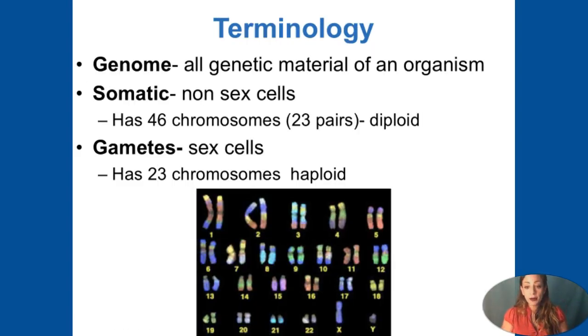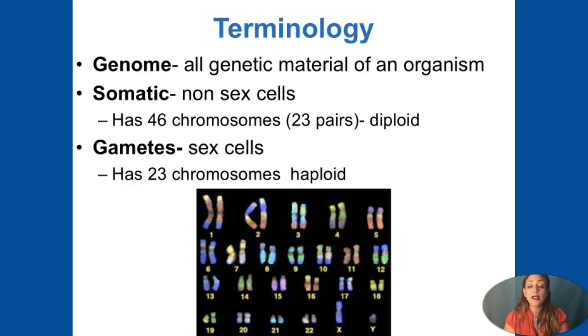So some terminology before we get started. What is a genome? A genome is all the genetic material of an organism. Somatic cells are non-sex cells versus gametes, which are sex cells. That X and the Y, those are your sex cells, okay? But somatic cells, non-sex cells, those are all other body cells. So hair, skin, nails, you name it, organs, everything else in your body besides sex cells are known as somatic cells.